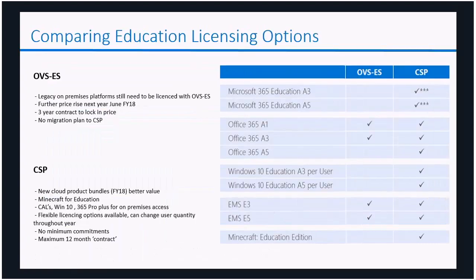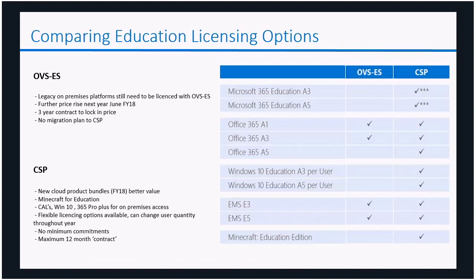So in light of that, this is what RM are able to offer. We are both a CSP licensing partner, and we're able to license through OVS. And so when we start to look at some of these new licenses and bundles, the important thing is that we can offer them to you. It's just going to be through CSP rather than OVS.